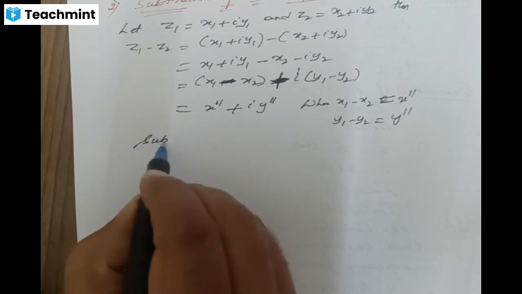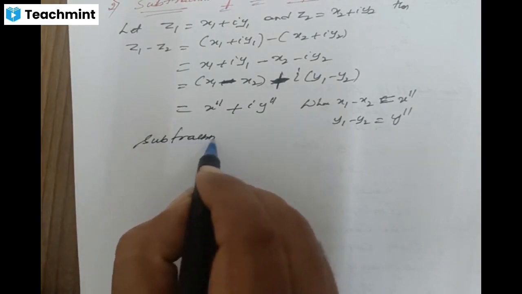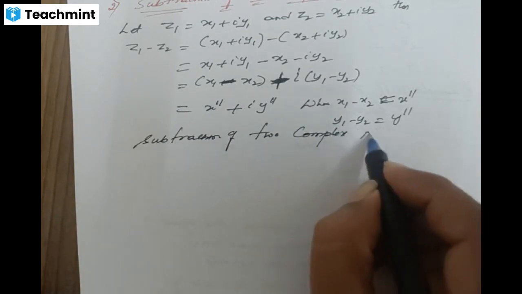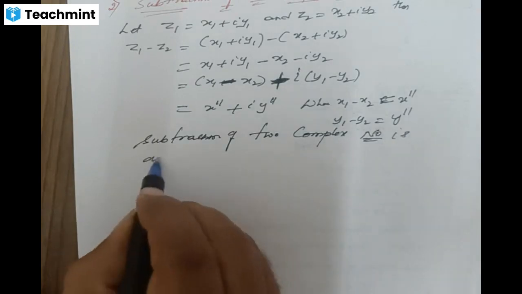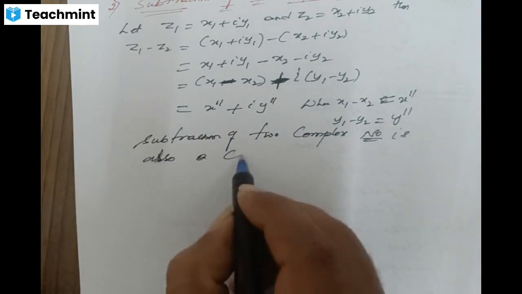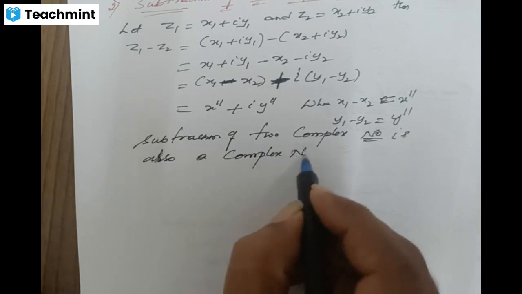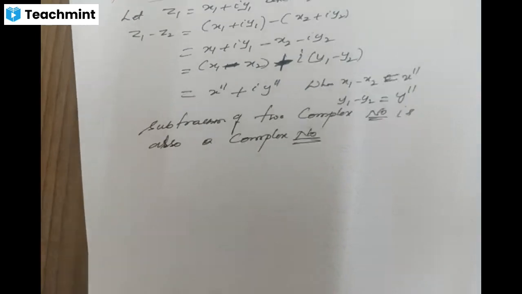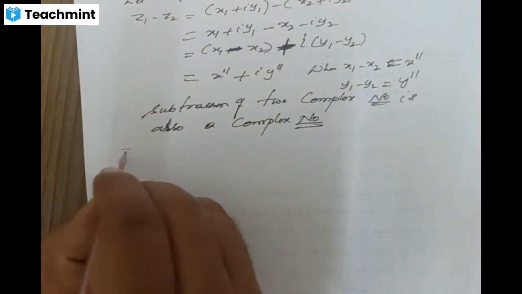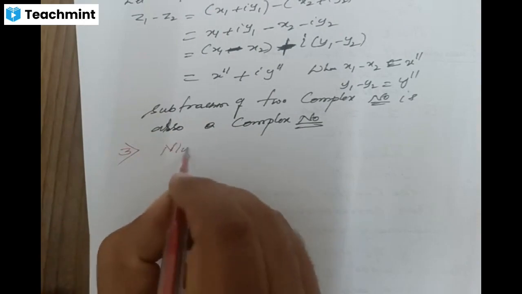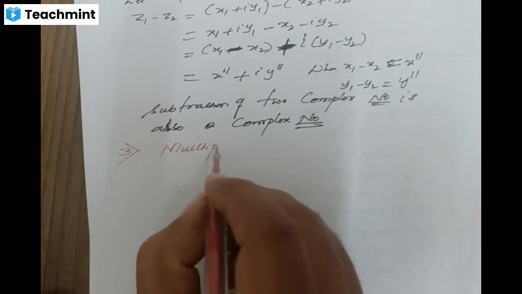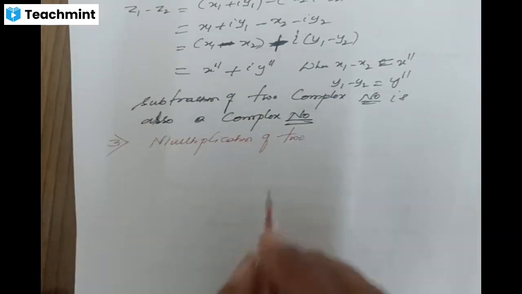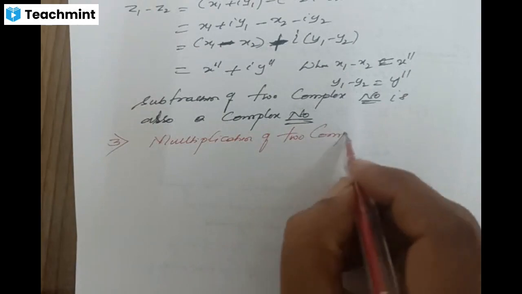That is, the subtraction of two complex numbers is also a complex number. Next, I will take the multiplication of two complex numbers. That is also, we have to show that it is also a complex number. Next, multiplication of two complex numbers.